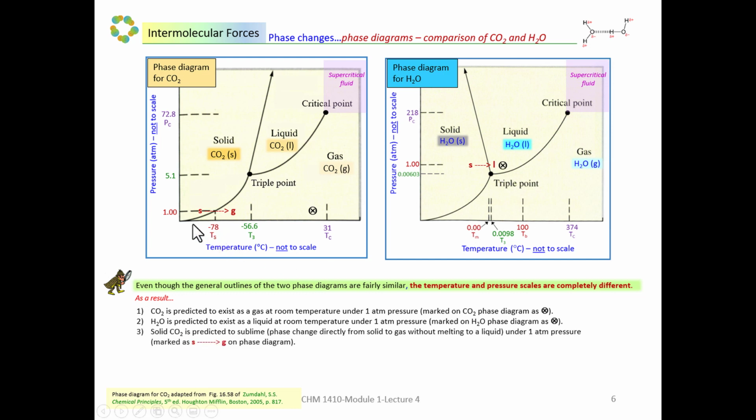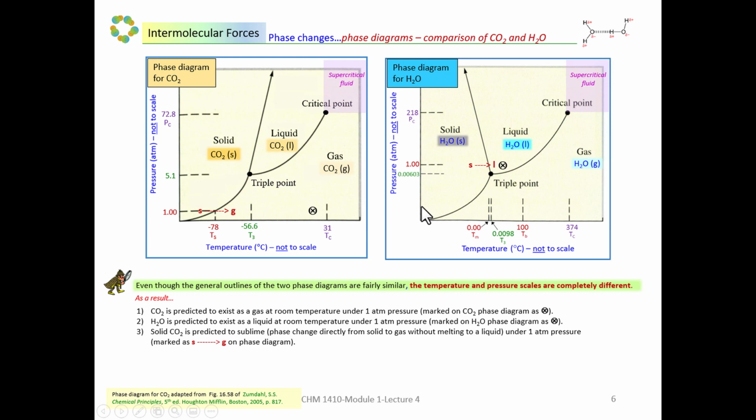Solid CO2, in other words, CO2 that is under pressure and temperature conditions that would put us in this region of the phase diagram, specifically 1 atmosphere of pressure, is predicted to sublime, in other words, change directly from a solid to a gas under 1 atmosphere of pressure as we increase the temperature. So solid CO2 won't form liquid CO2 if you put solid CO2 on your desktop. It goes directly from solid to gas, thus the term dry ice.